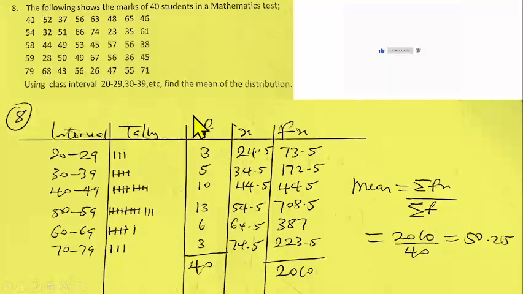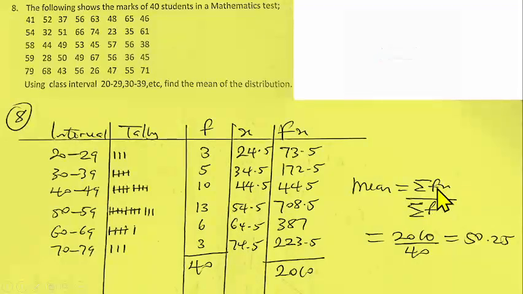Then to get the mean of grouped data, it is summation of fx over summation f. From our table we already have our f, but we don't have x. So how can we get x? x can be gotten from the intervals: lower class limit plus upper class limit divided by 2. 20 plus 29 gives us 49, divided by 2, that gives us 24.5. Next one, 30 plus 39 gives us 69, divided by 2, 34.5. 40 plus 49 gives us 89, divided by 2, that gives us 44.5, and so on until you get your values of x. Do you understand that?